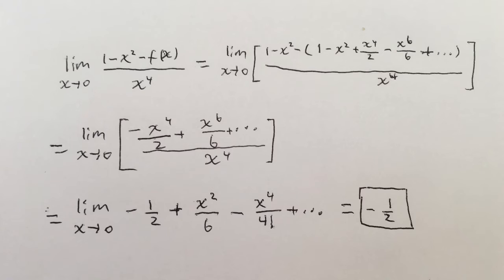However, after we simplify and multiply that out, 1 minus x squared cancels out, and we get left with negative x to the 4th over 2 plus x to the 6th over 6, and dot dot dot over x to the 4th. If you simplify that further, as x approaches 0, we get negative half plus a bunch of terms that are going to cancel out to be 0. So the answer is negative half.